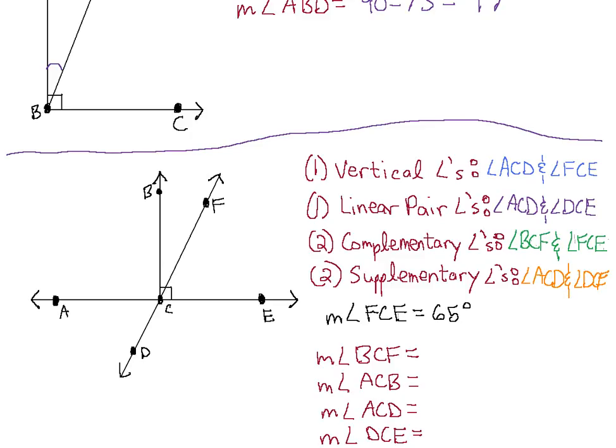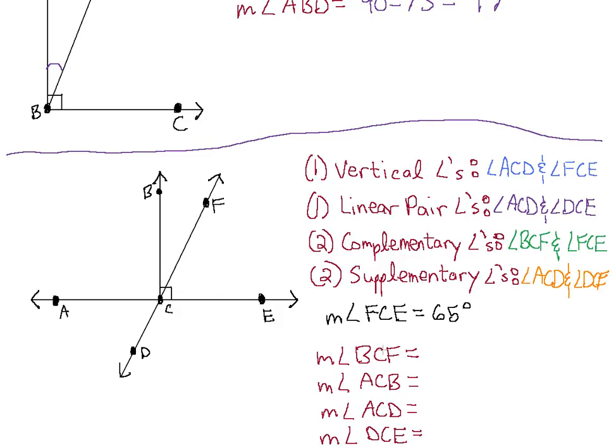Fairly straightforward. Now let's take a look at the next set of problems. We're given the measure of angle FCE. We're told that this angle right here is 65 degrees, and we want to find the following angles given the measure of this angle.